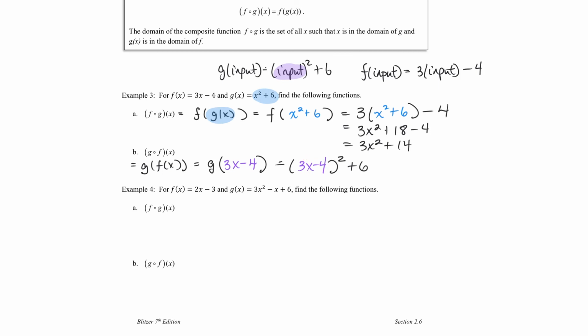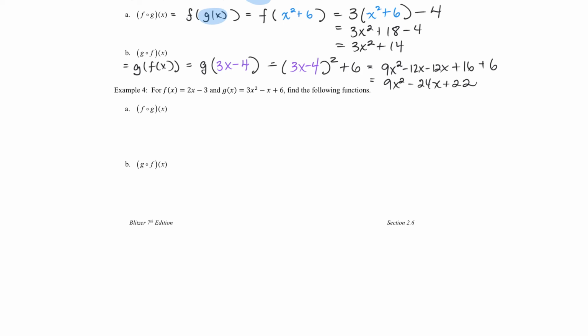Yes, I am. Now you have to be careful again when you square a binomial, right? Because it's 3x minus 4 times 3x minus 4. That's going to give me 9x squared minus 12x minus 12x, right, plus 16, first, outer, inner, last, plus 6. If you need some scratch paper to do that, go ahead. So now I've got 9x squared minus 24x plus 22.